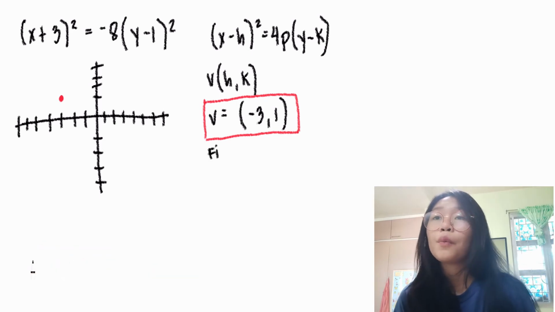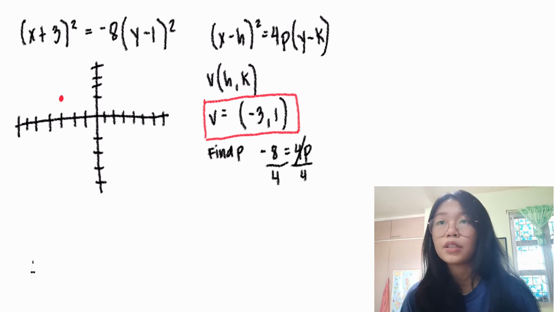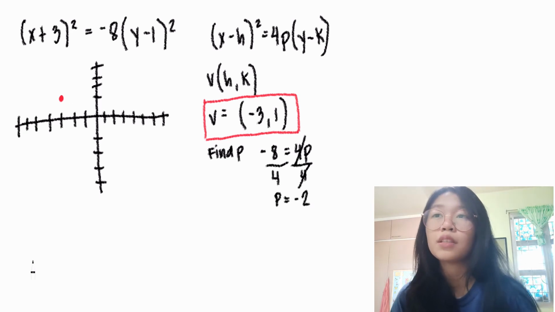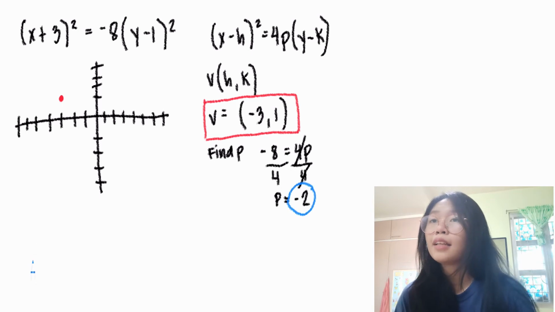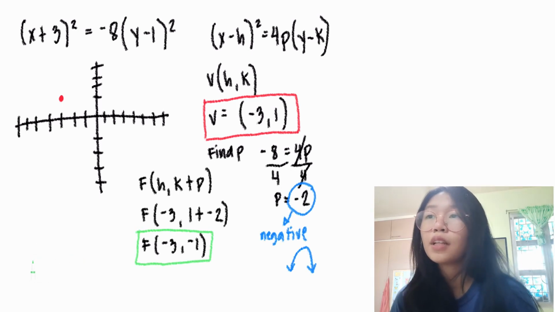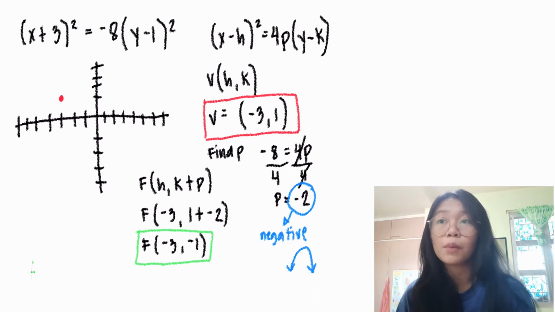2. Whenever you see y equals x squared, the graph will open either upwards or downwards. If p is positive, it will open upward, but since p is negative, it will open downward. The graph shows that the vertex is at negative 3, 1.